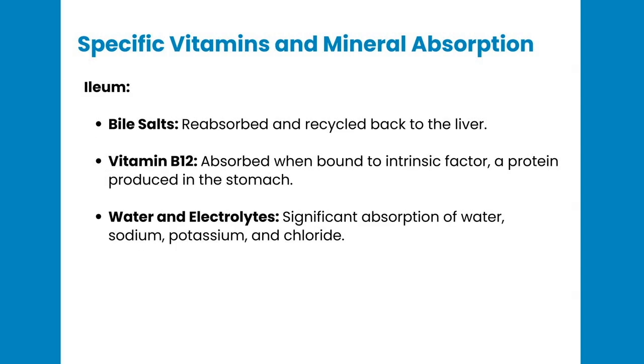And in the ileum, those bile salts that have been released from the gallbladder to help break down the fatty acids need to be reabsorbed and recycled back to the liver. So that's where this happens in the ileum. Vitamin B12 is absorbed in the ileum, but it must be bound to intrinsic factor. And if you remember from 2 videos ago, we were talking about the stomach. The intrinsic factor is released from the lining of the stomach. It then binds to the vitamin B12, and that's how it's carried through the small intestine, and then it's absorbed in this area. Water and electrolytes, significant absorption of water, sodium, potassium, and chloride happens here.